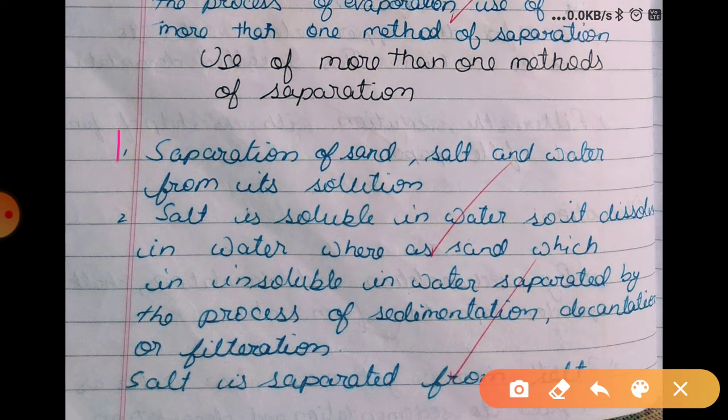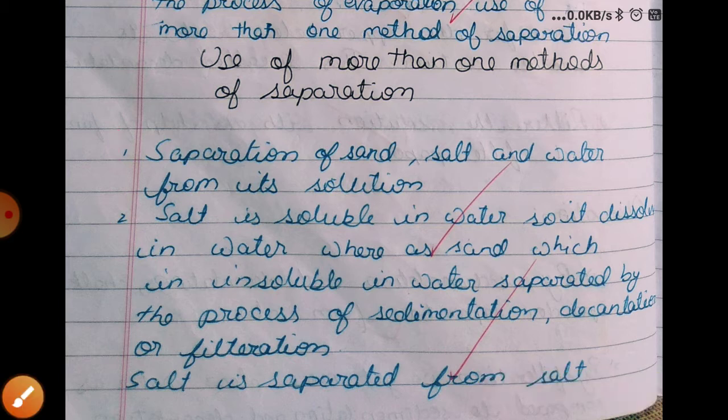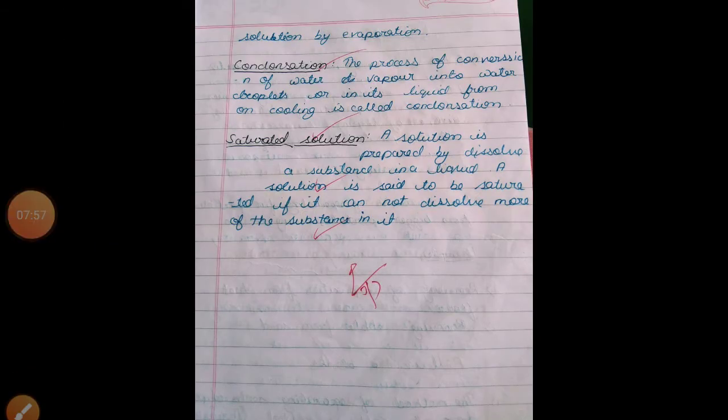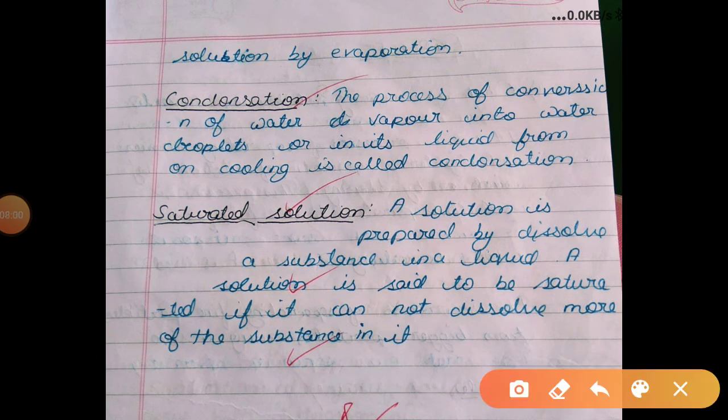Number 1. Separation of sand, salt and water from its solution. Number 2. Salt is soluble in water, so it dissolves in water, whereas sand, which is insoluble in water, is separated by the process of sedimentation, decantation and filtration. Salt is separated from the water by evaporation.